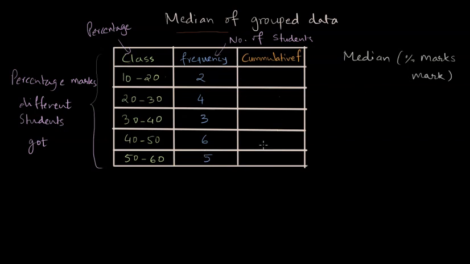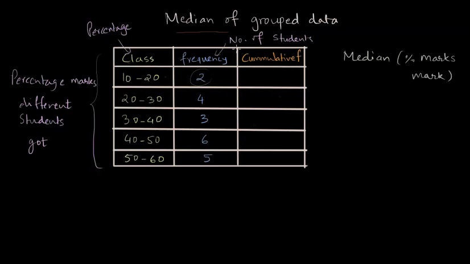The first challenge is, of course, we do not even know what are the different percentages received by the students. These two students who have got a percentage in the range 10 to 20%, they might have got 11 or 12% or 13 or 15%, and we don't know about that. We just know that there are two students who have received 10 to 20%, four students who received 20 to 30%, and so on. So how do we start?